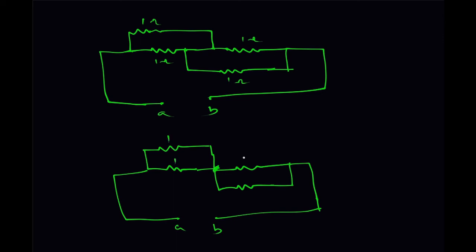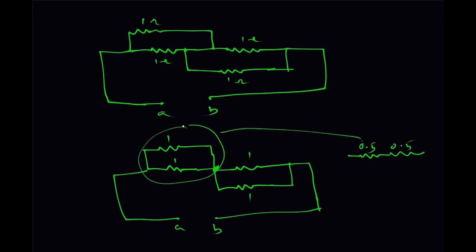This is 1 ohm, this is 1 ohm, this is 1 ohm, this is 1 ohm. These two are in parallel, so you can find their equivalent, that is 0.5 ohm, and these two are also in parallel, that is 0.5 ohm. Now these two are in series. So this is 0.5, 0.5, the equivalent of these two, and this 0.5 is the equivalent of these two. They are connected in series. Now you can find the equivalent resistance between these 2 points.